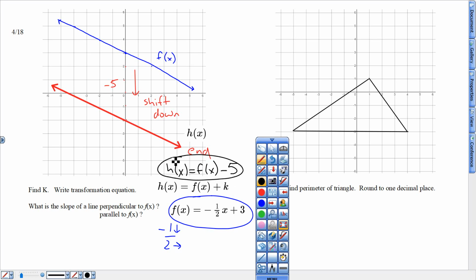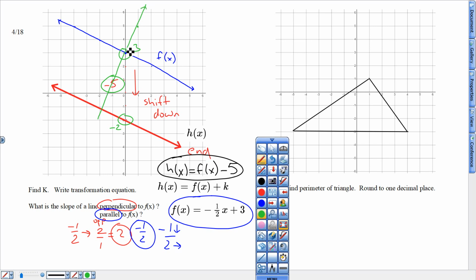And then for those of you who listen, again, remember it starts at 3 right here, going down by 5 to get this -2 right there. All right, here we go. Perpendicular. Perpendicular to -1/2. Flip it and make it opposite, so that becomes 2/1, which is 2. One that is parallel would be the same. And then just one more time, if you come at any line at a perpendicular, it gives you a line that forms a perfect right angle right there.